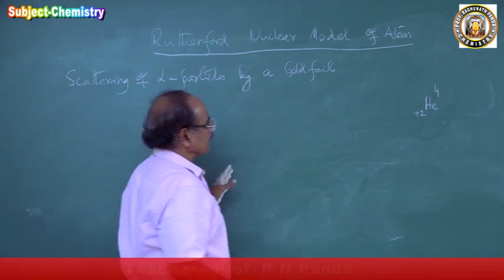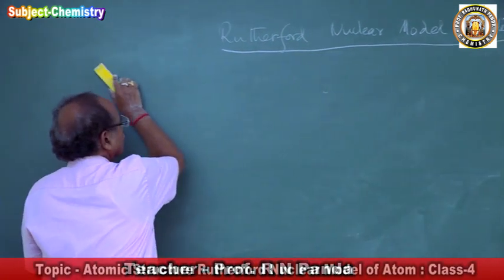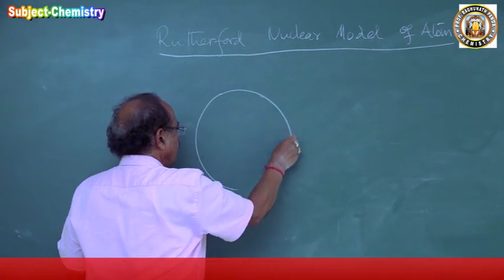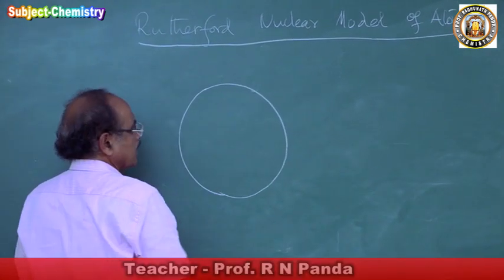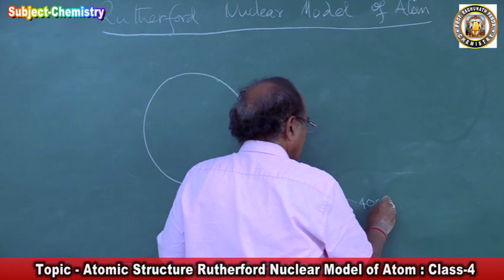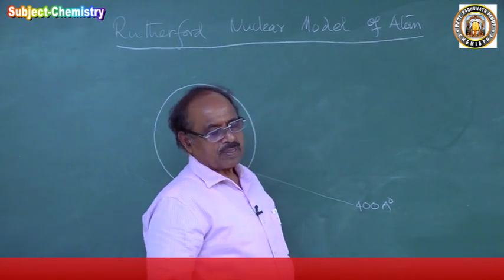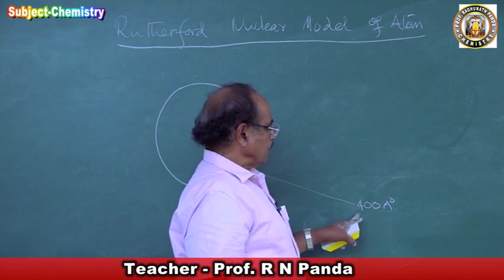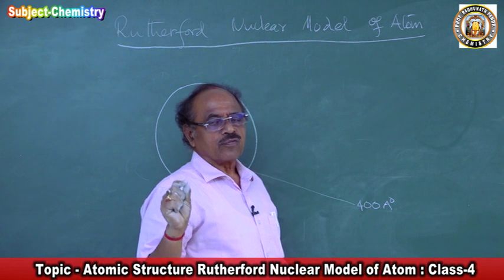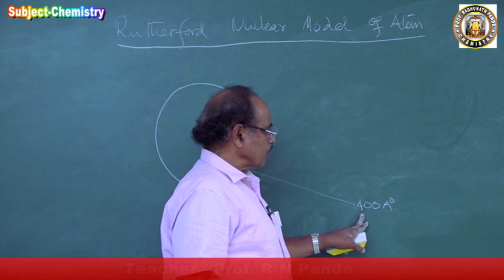What was this experiment, the scattering of alpha particles by gold foil? To explain this, he took a gold foil of 400 angstrom unit thickness. So its thickness is 400 angstrom unit. 1 angstrom unit is 10 to the power minus 8 centimeter. That is almost very, very thin, 0.0004 centimeter. So you say that 400 angstrom unit.